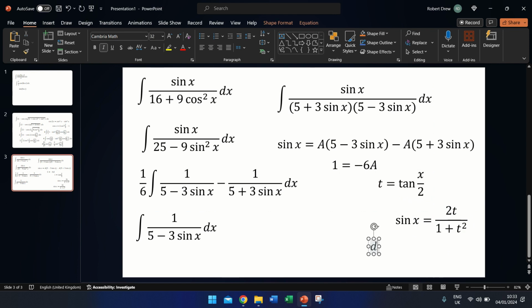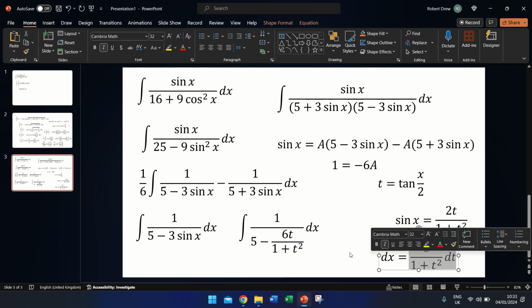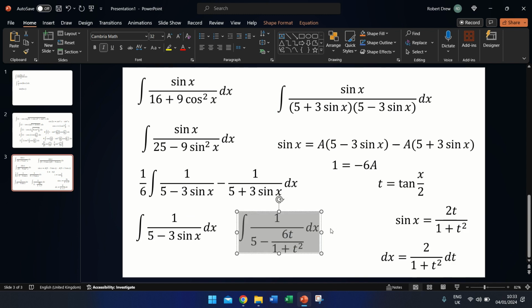Then we have dx equals, now what was it? Was it 2 over 1 plus t squared? I think that's it. Yeah, let's say that that's it. So this becomes 1 over. So this thing goes in here. I mean, we may as well write a 6 here, right? And then this thing goes in here. Ooh, this thing goes in here.